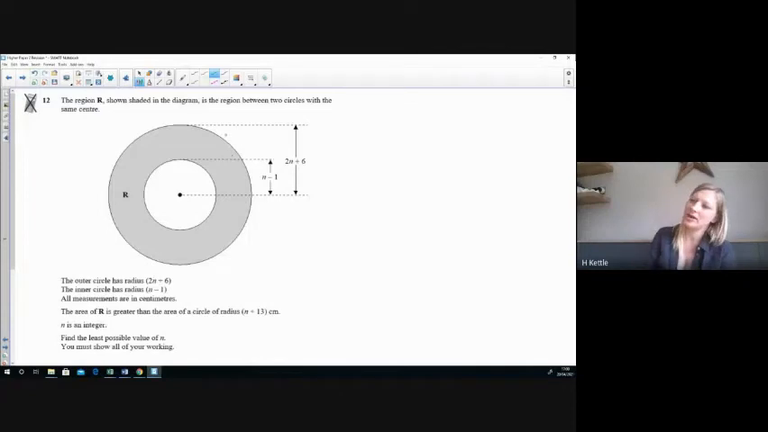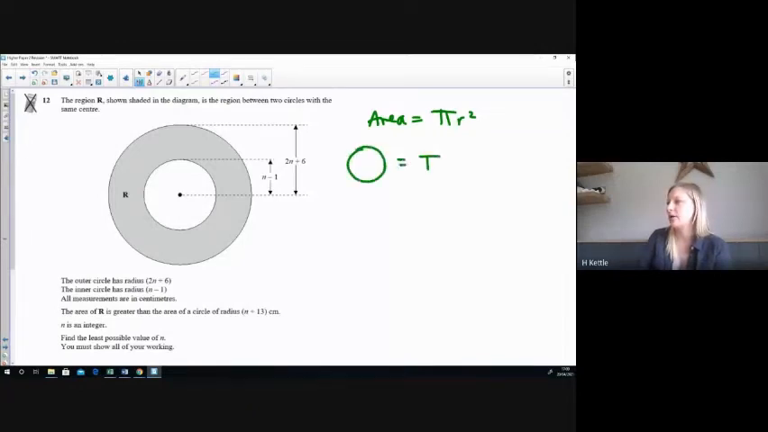So I know that the big circle is going to be, well, let's start with the area of a circle. So area of a circle is pi r squared. So we should know that. So we've got pi r squared. For the big circle, let's start with the little circle, sorry. The small circle is pi times n-1 squared.